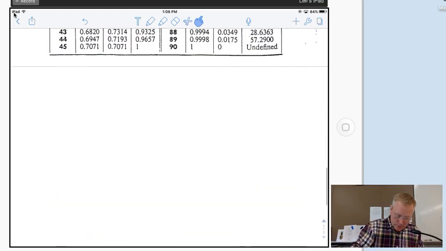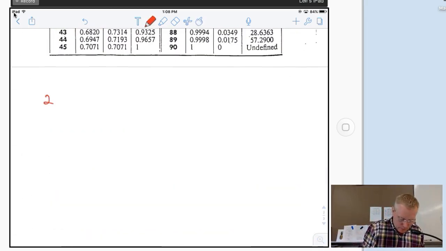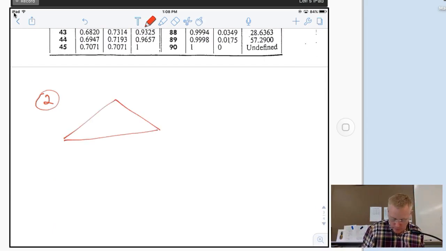I'm going to do another one of these. I'm going to call this problem 2. And I have the triangle like this. There's the right angle. Here's the x, here's 48, and here's 12. Okay, so the question says, just simply solve for x.